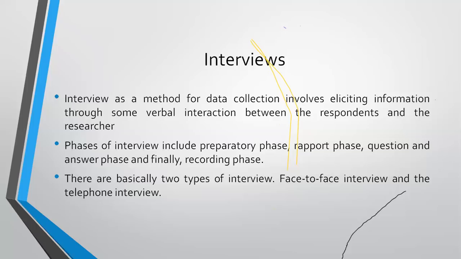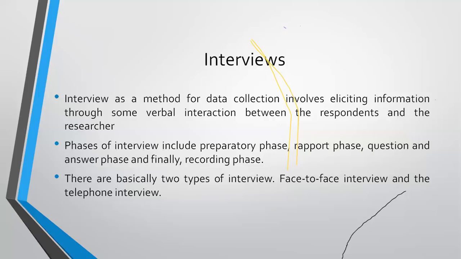There are some phases of interview. How do you carry out an interview? It includes preparatory phase, rapport phase, question and answer phase, and finally recording phase. What happens in each of these phases? In the preparatory phase, you identify your questions. You anticipate what can be their own questions. Then you review the resume of the person you actually want to interview. Depending on the resume, it will determine what kind of questions to expect. Then you identify the length of time that you need to carry out the interview.